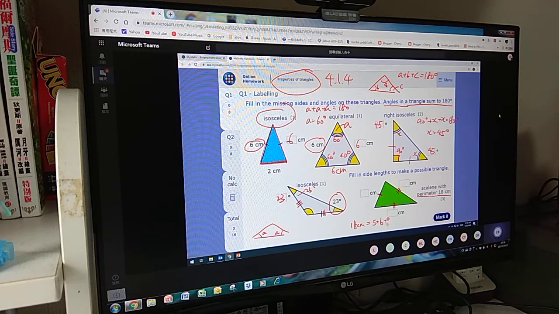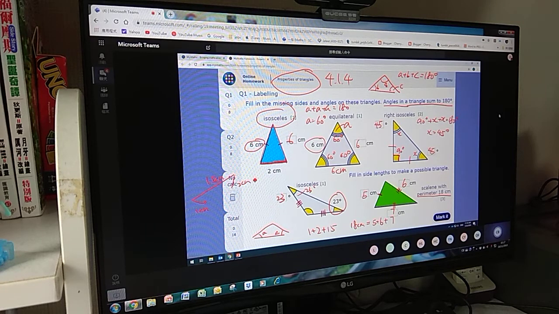5 plus 6 plus 7. Okay, this one is 5, this one is 6, this one is 7. Okay, so actually it's not possible with a triangle with sides of 1 plus 2 plus 6 15. Why? Do you know why? If this side is 50 cm, this side is 1 cm, this side is 2 cm, you cannot connect them together.